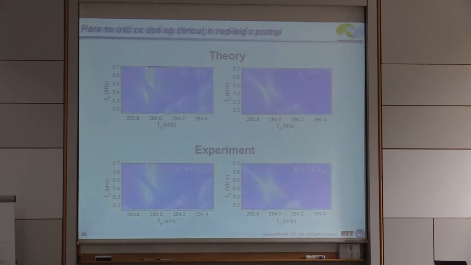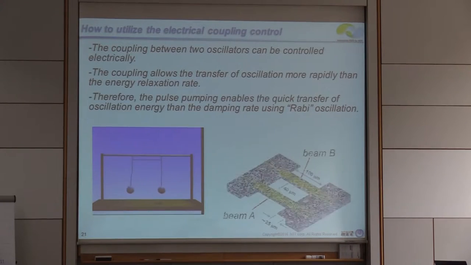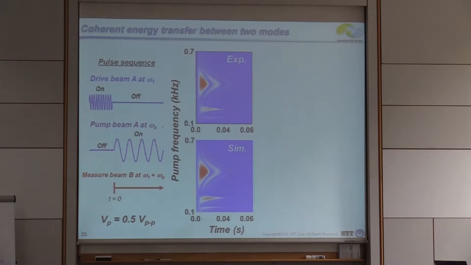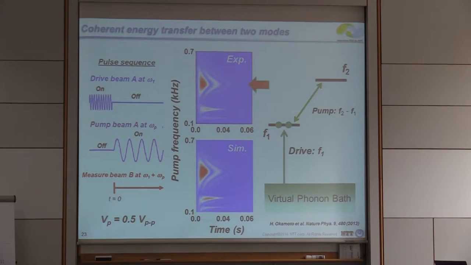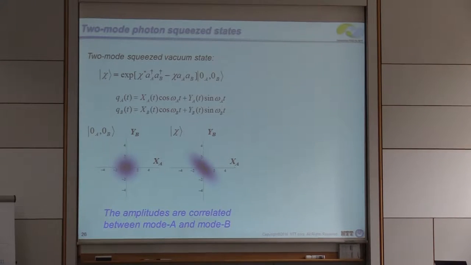Okay, so, Rabi oscillations. Okay, so then this is a case of the beam splitter interactions. So then I want to show an example for this parametric amplification. I mean, if you apply a pump frequency at the sum of the two modes, what happens?